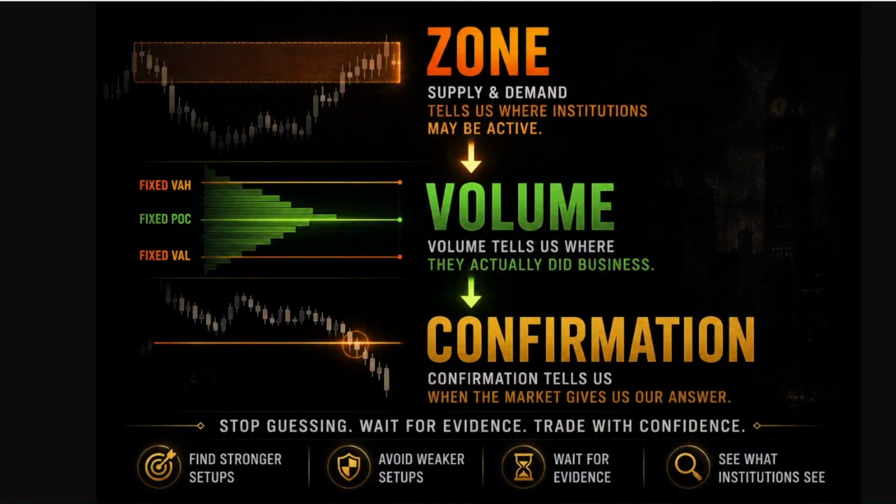The biggest mistake traders make with supply and demand is treating every zone the same. They aren't. Volume helps us identify where institutions were most active. It helps us to find stronger setups and also to avoid the weaker ones. And perhaps most importantly, it helps us to stay patient until the market provides evidence. Supply and demand tells us where institutions may be active, and volume helps us to see where they actually did business.